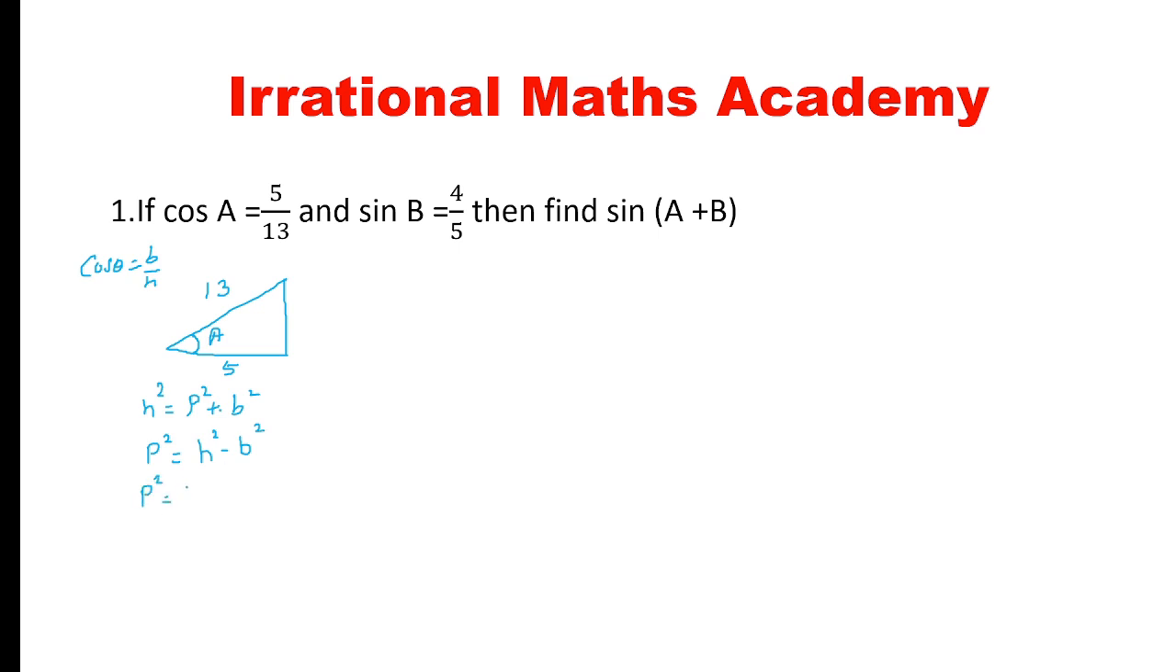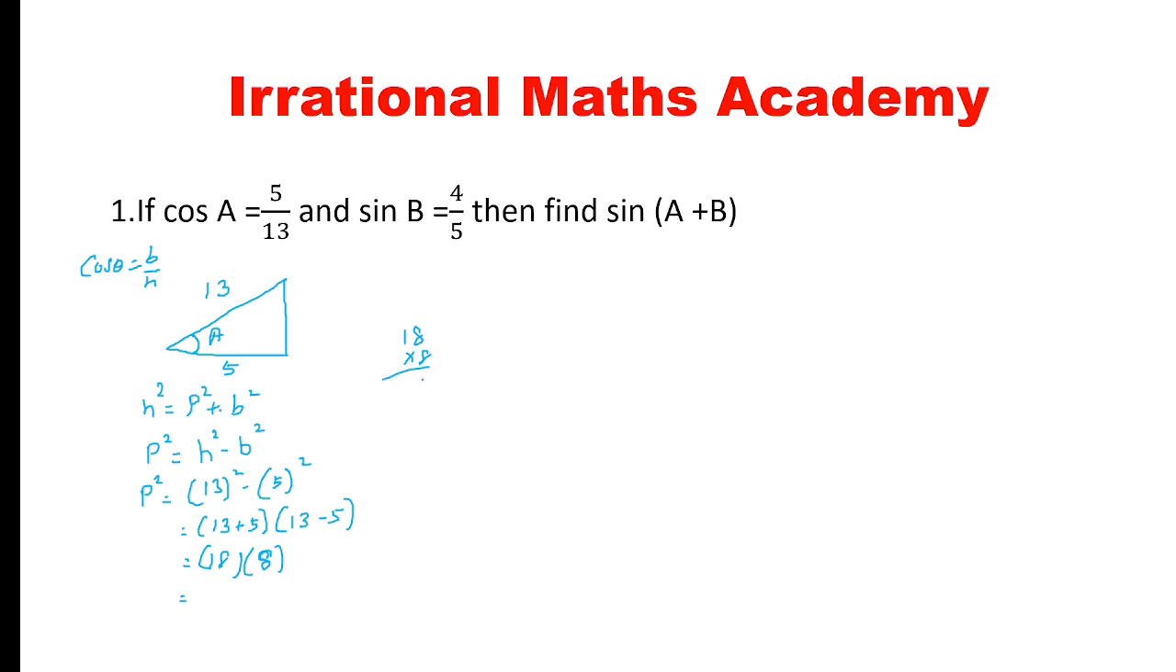P square equals hypotenuse, how much? 13 whole square minus base, 5 whole square. One thing you can do is a square minus b square means (a plus b)(a minus b). This is one formula you can use, or directly do 13 square minus 5 square. So 13 plus 5, 18, into 13 minus 5, what will we get? 8. So next, 18 into 8.